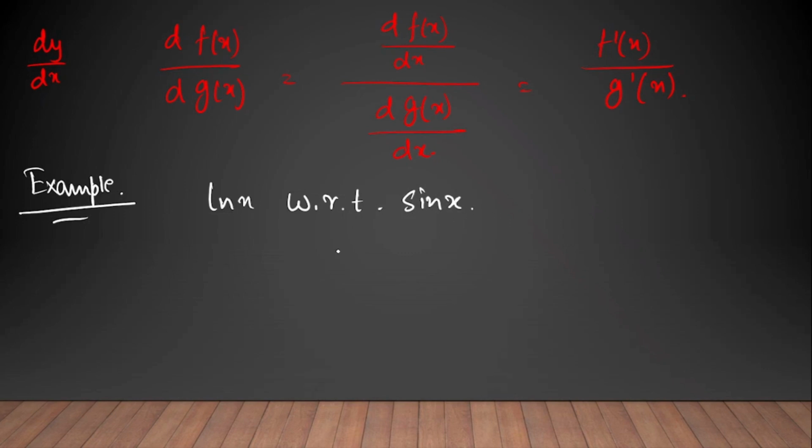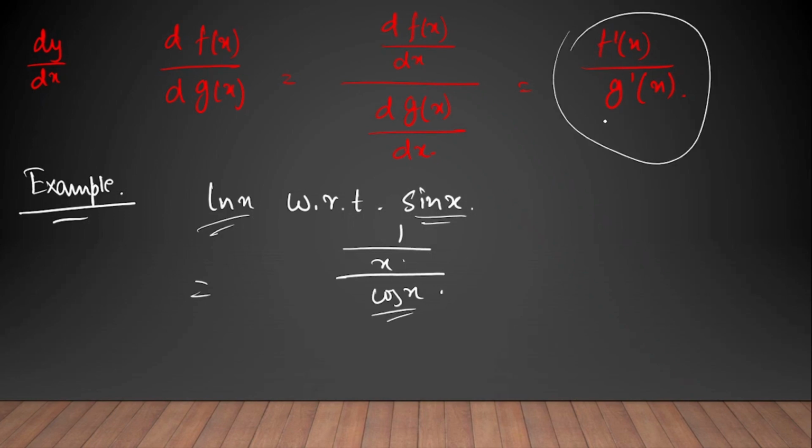Okay, this will eventually look like 1 by x divided by cos x. You can think of 1 by x divided by cos x as the derivative of ln x, which equals 1 by x, and the derivative of sin x, which equals cos x. We take this part over here, f dash x divided by g dash x. Okay, this is the answer of the question.